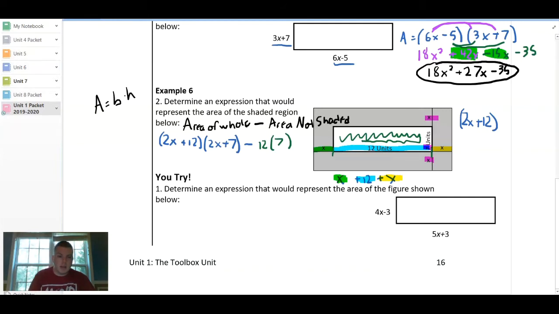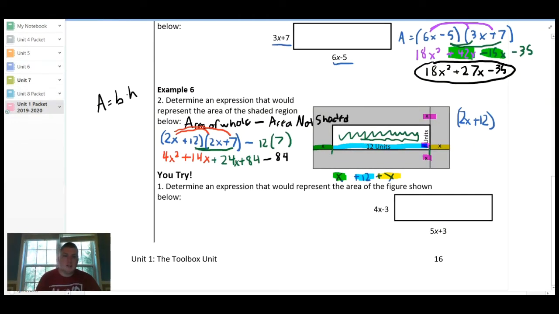So we're going to multiply out the binomial times the binomial. 2x times 2x is going to give us 4x squared. 2x times 7 is going to give us 14x. Then I want to distribute that 12 through each of the pieces. 12 times 2x is going to give me 24x, and 12 times 7 is going to give me 84. That's what I get from multiplying those all out together. And then at the end, I'm still going to have that minus the 12 times 7, which is going to give me a negative 84 there.